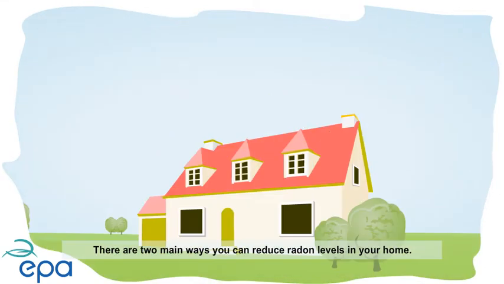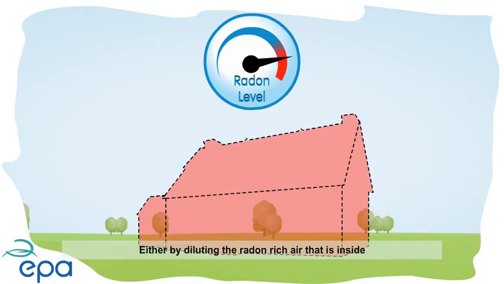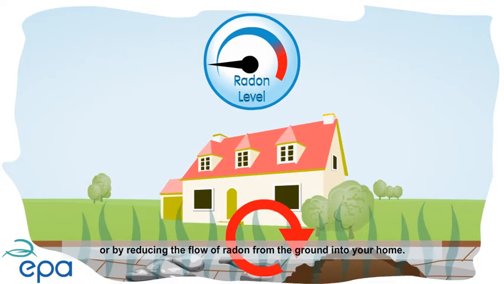There are two main ways you can reduce radon levels in your home, either by diluting the radon-rich air that is inside or by reducing the flow of radon from the ground into your home.